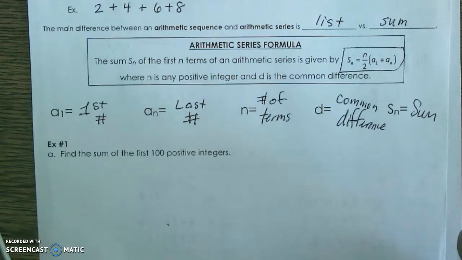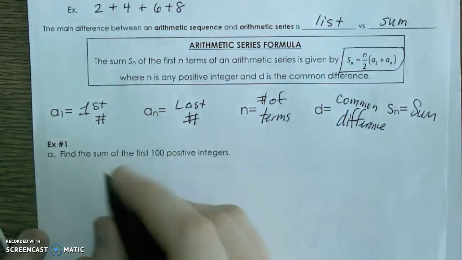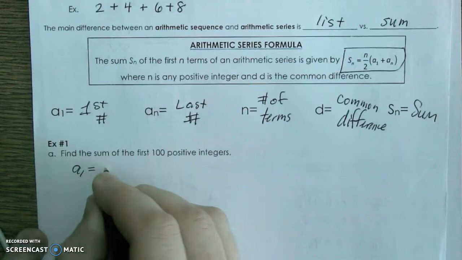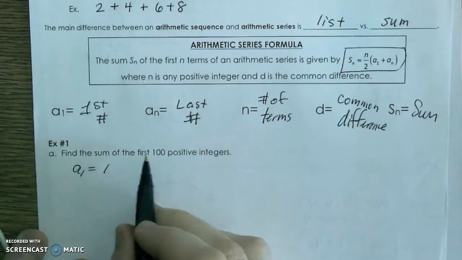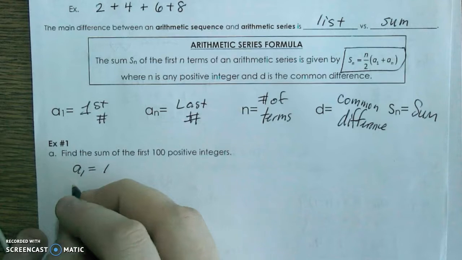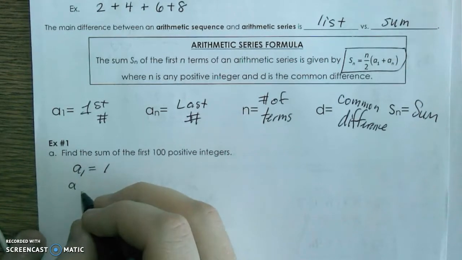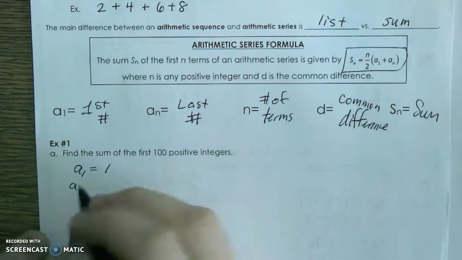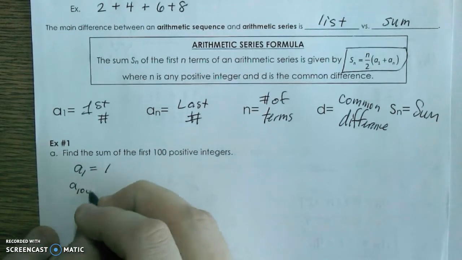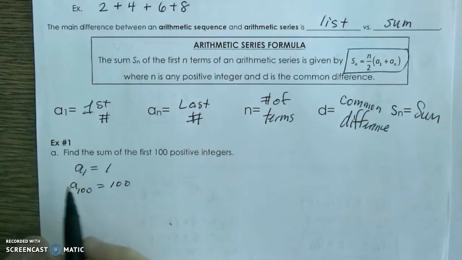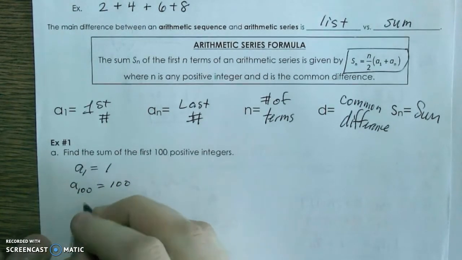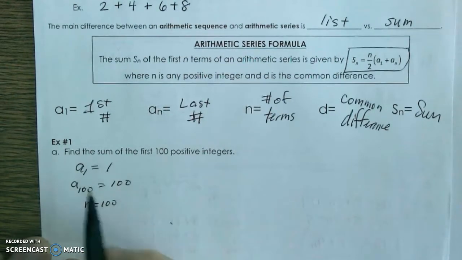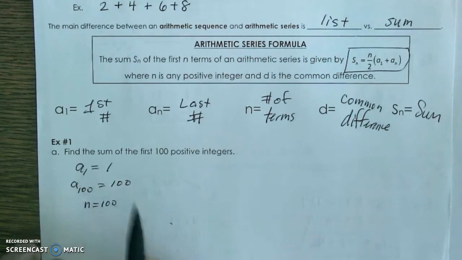So find the sum of the first 100 positive integers. So let's think about what these pieces of the equation are. So what is my first positive integer? Well, 1. What's my 100th positive integer? 100. So the 100th term is 100. So that means n is 100.